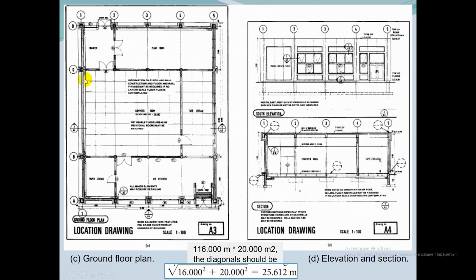Here you can see a ground floor plan which gives the basic dimensions as well as first floor elevations and column location. Here you can see an elevation and section, both showing footing elevation, first floor elevation, and roof elevation.